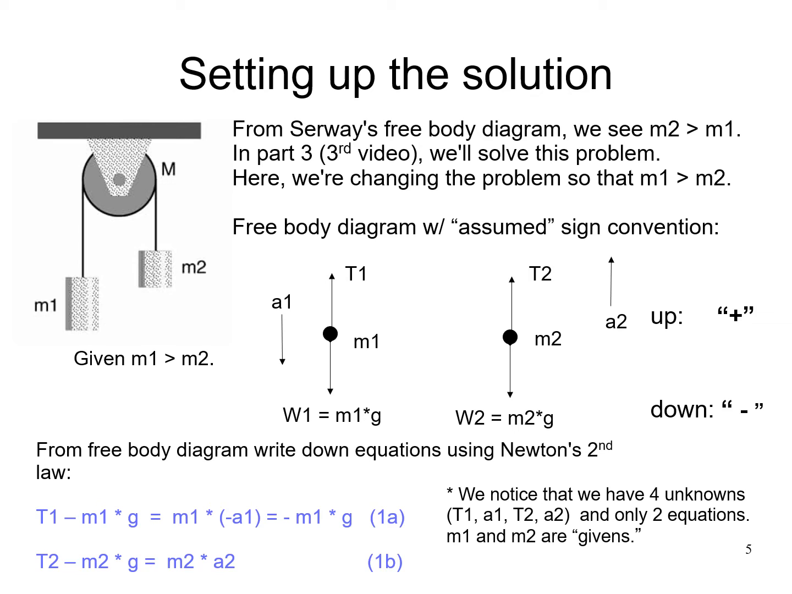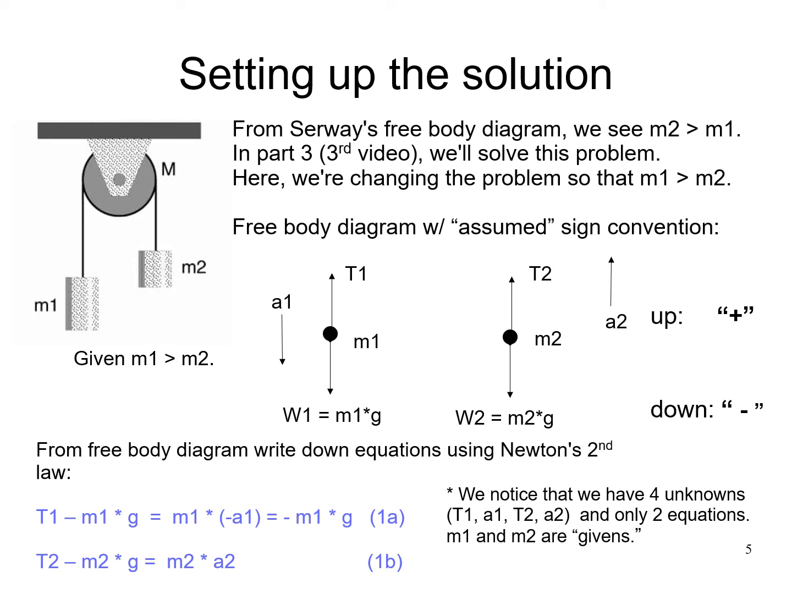Now, let's review the free body diagram. For M1, we have 2 forces acting on it. There is a tension force from the string pulling up on M1, and we have labeled that force T1. We show the direction of T1 to be in the up direction. There is also a force due to gravity, which is the weight of M1. The magnitude of this force is M1 times g, where g is the acceleration of gravity near the Earth's surface.